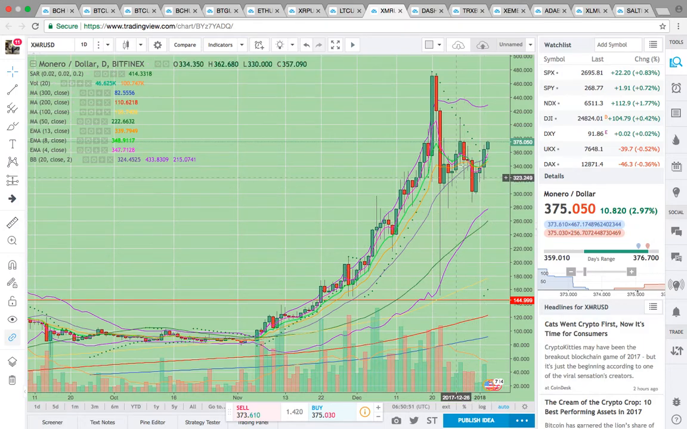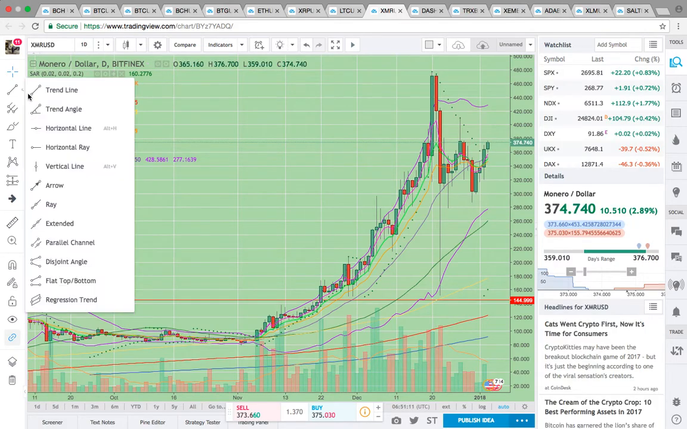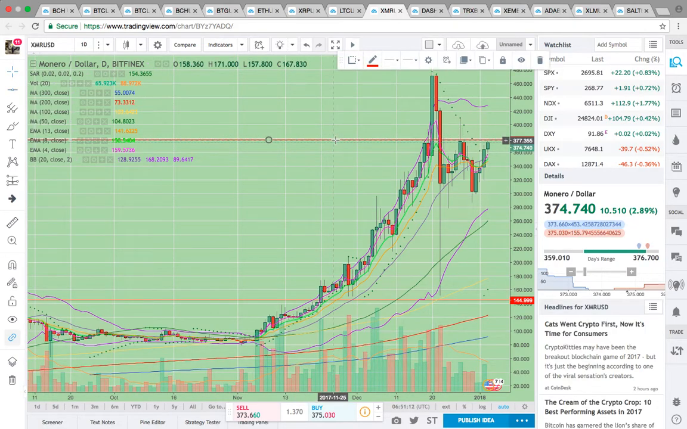Okay, let's look at Monero here. Monero is back above the middle Bollinger Band. This is exactly what we want to see on the other plays that are below that level currently. Monero did not drop as far. It was holding the middle Bollinger Band. It got below that level on the 30th, and then yesterday it closed back above. That was a really nice move, and it's following through again today. So this is exactly what the bulls want to see.